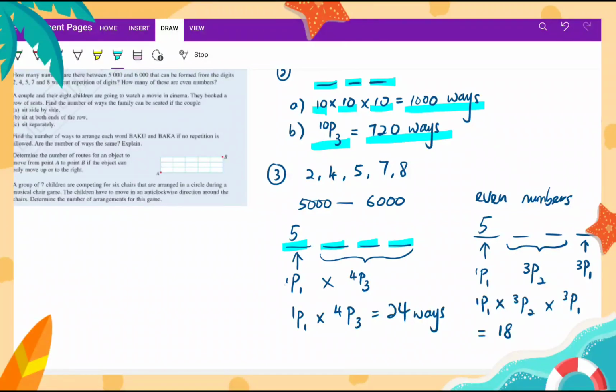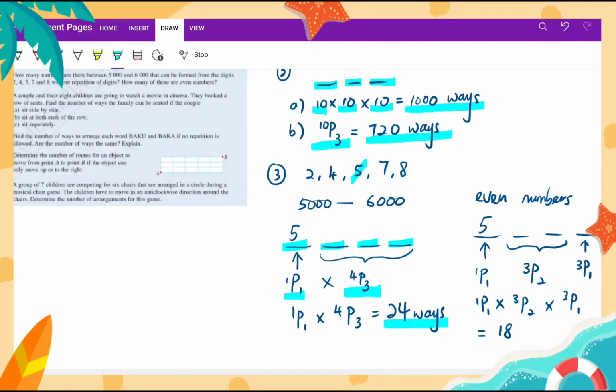So which is 1 option to put in 1 place, 1P1. And the rest we can choose from 2, 4, 7, 8. So out of the 4 digits here, we permutate 3 into the 3 placings. So 1P1 times 4P3, we have 24 ways.